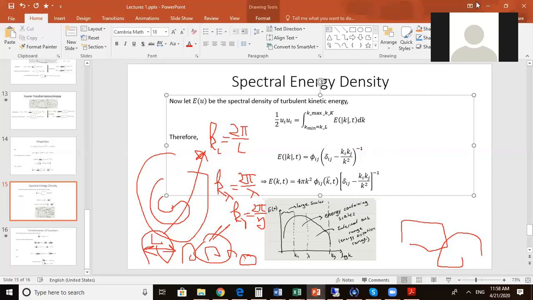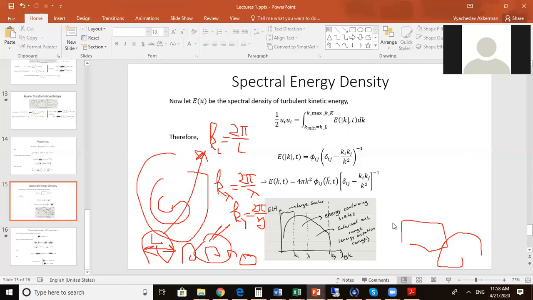So that's the idea, that's what we know ourselves anyway. What Kolmogorov developed was very simple. Based on this knowledge, he wanted to find how E of K behaves, what the dependence E of K is, how this function looks like. You already know that the answer will be a power of minus 5/3, but he did classical dimensional analysis.